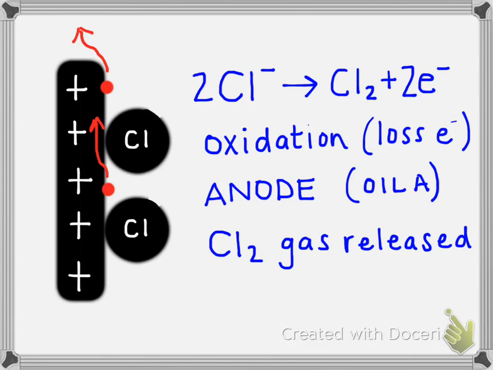The two Cl atoms join together as a Cl2 molecule, and that's of course elemental chlorine. So what we're forming at the positive electrode is chlorine gas, which will be released from the electrolytic cell.